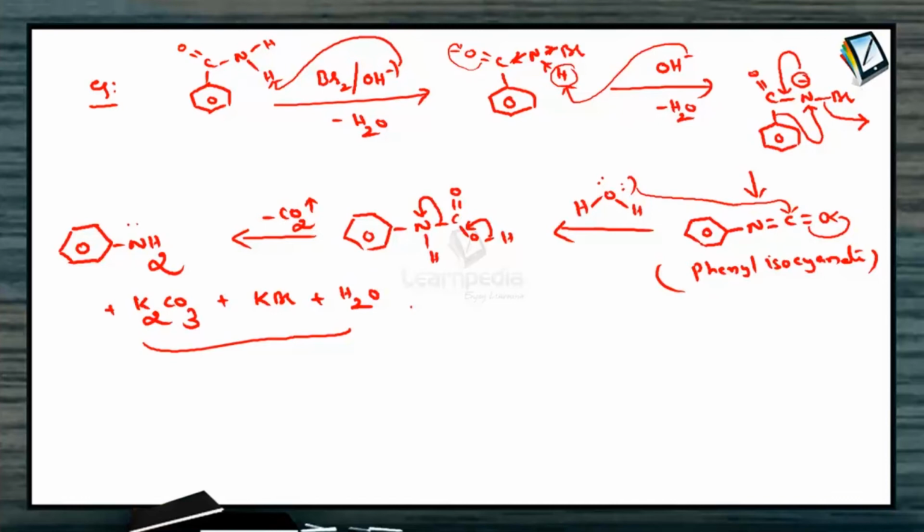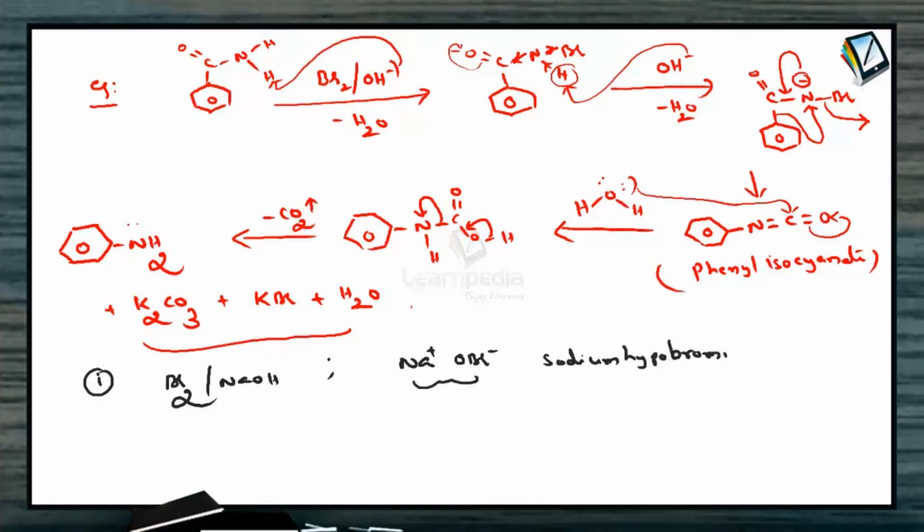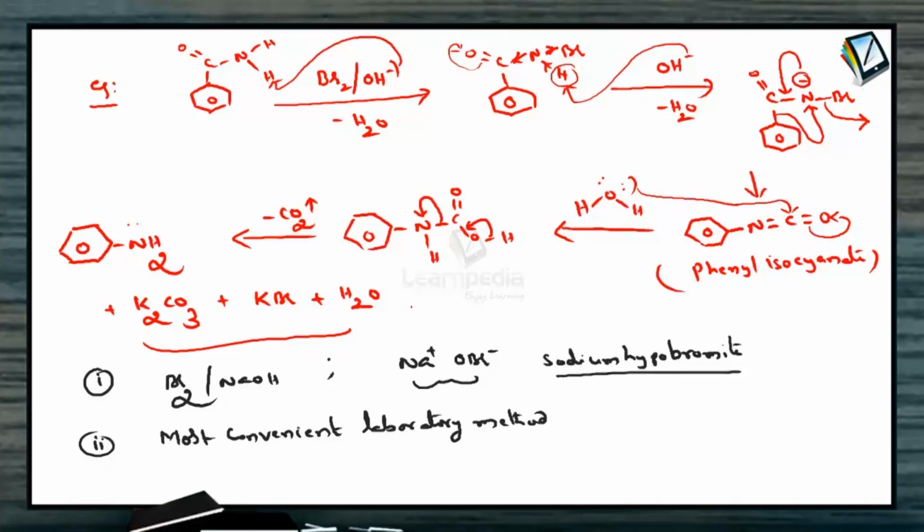Note that the reaction can also be carried out by using bromine in the presence of NaOH, and further this bromine reacts with NaOH to give NaBr and NaOBr. So therefore we can as well use Na plus OBr minus indirectly, that is, sodium hypobromite is the reagent that is to be used to bring about Hoffmann's bromamide reaction. Further, this is considered to be the most convenient method in the laboratory to get pure primary amine containing one carbon less than the amide. So, it is the most convenient laboratory method for the preparation of both aliphatic and aromatic primary amines, that too in pure form.